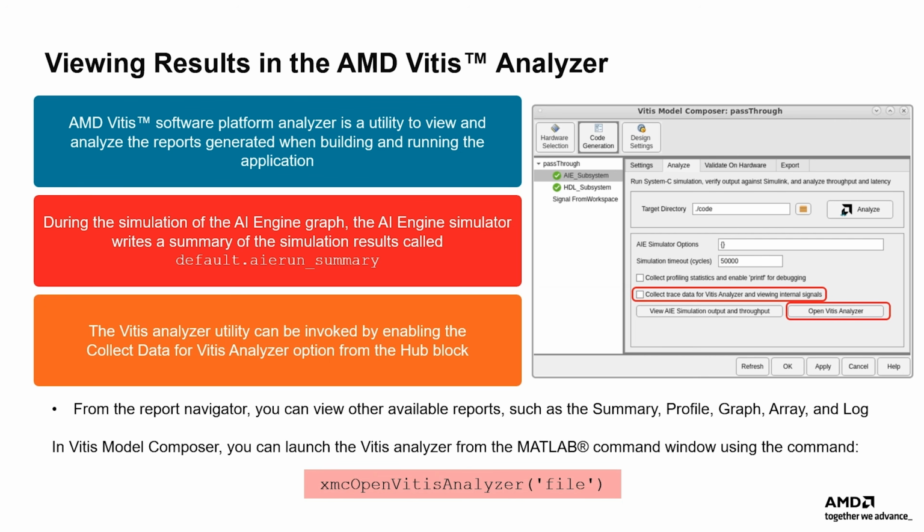Vitis Model Composer integrates the Vitis Analyzer utility. The analyzer can be invoked by enabling the Collect Data for Vitis Analyzer option from the hub block, along with the AI Engine simulation. When the simulation completes, Vitis Model Composer automatically reads the system.wdb file, which is generated during the AI Engine simulator run, and invokes the timeline flow. From the Report Navigator, you can view other available reports, such as Summary, Profile, Graph, Array, and Log. You can also use the MATLAB command shown here to launch the Vitis Analyzer.